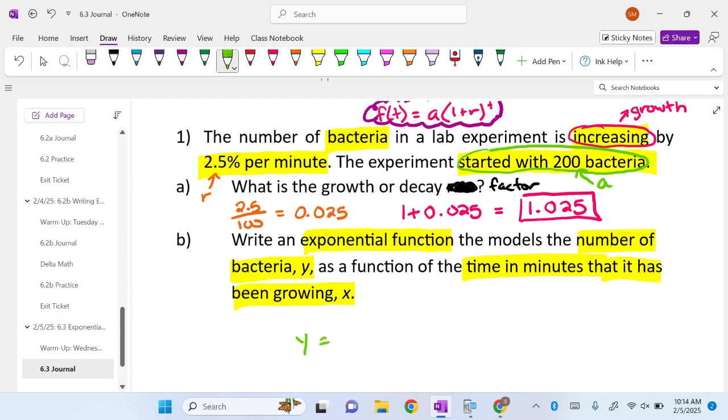So I'm going to have Y equals 200 times, what do I put in place of the 1 plus R? The growth factor that we got from part A, so 1.025. And then T, instead of writing T, we're going to write X, because it said to replace the T with X. And that's all you got to do. So the hardest part is getting that growth or decay factor. After that, you just need to figure out how much you started with, and then just put it in the correct spots of the formula.